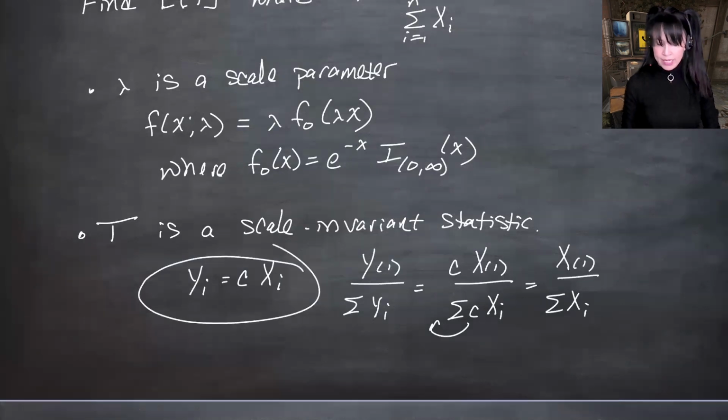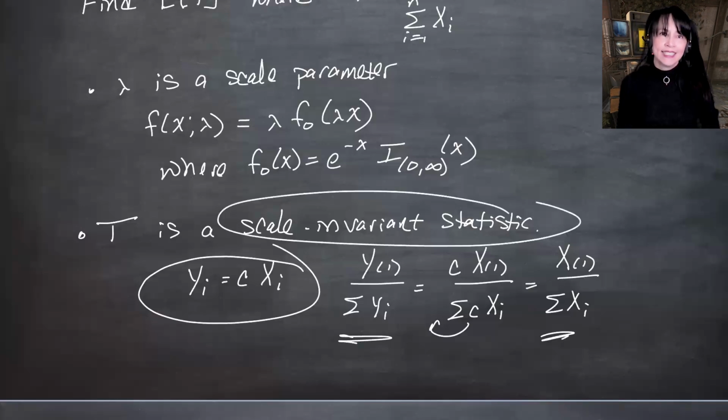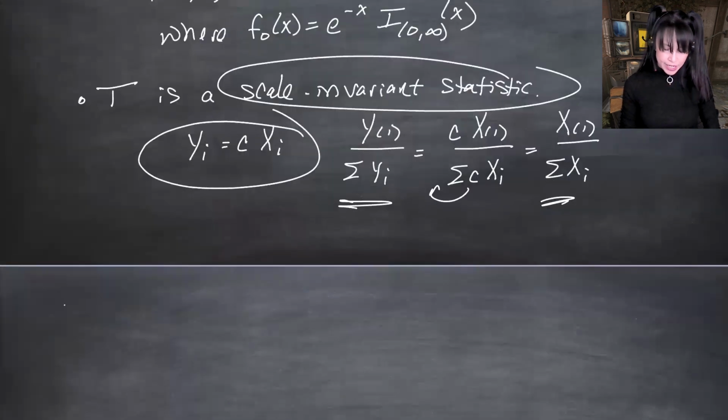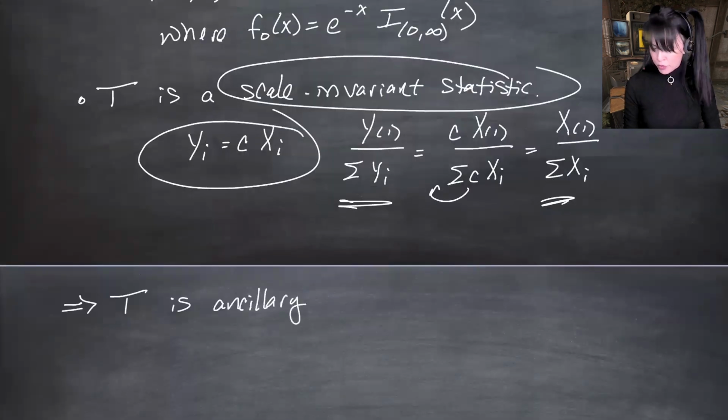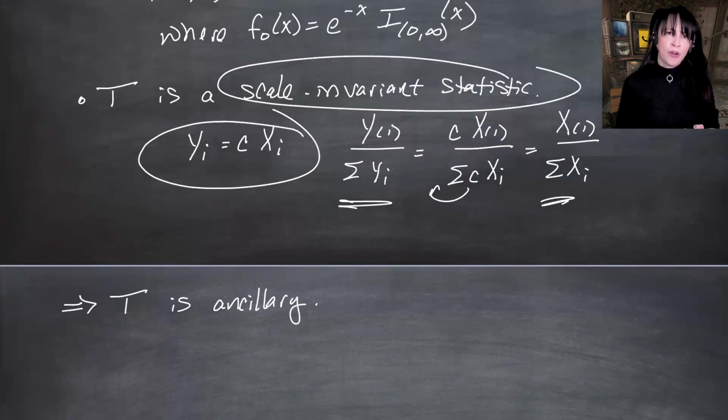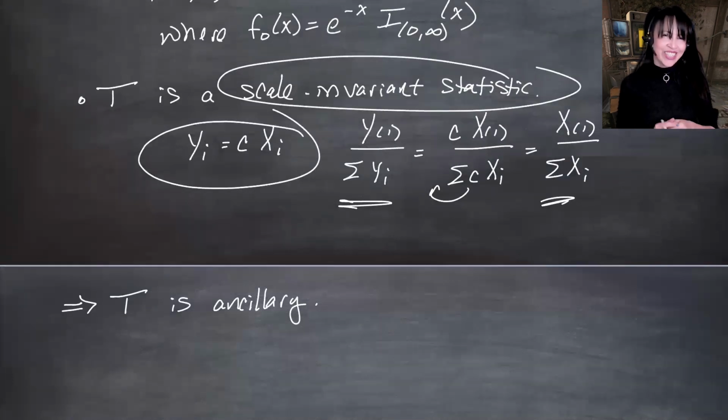In other words, multiplying by c and forming the statistic gave us what we started with. So it's a scale invariant statistic. This means that T is ancillary. We proved this last time or the time before that if you have a scale parameter and a scale invariant statistic, it is ancillary, which means its distribution does not depend on the unknown lambda in this problem. So because we're right after Basu's theorem, what do you think I'm going to do?